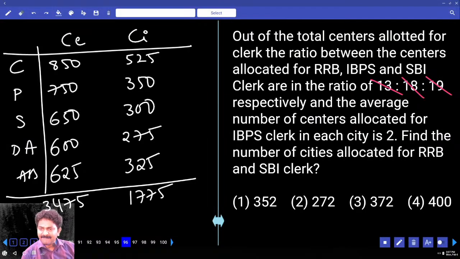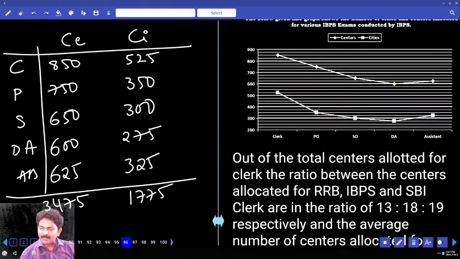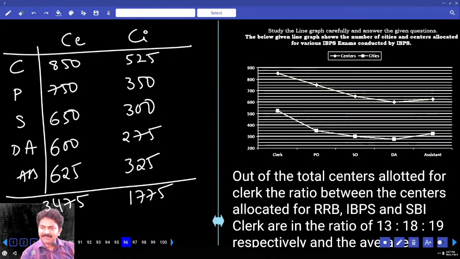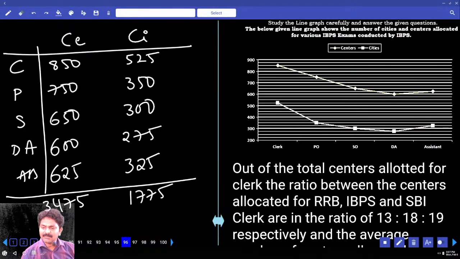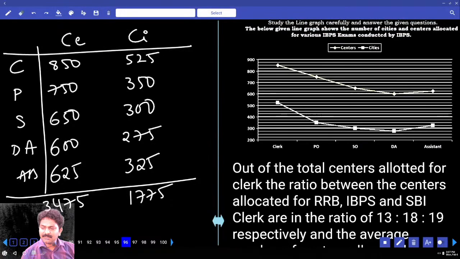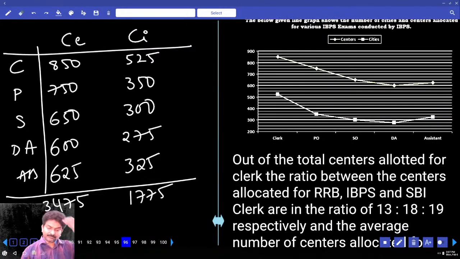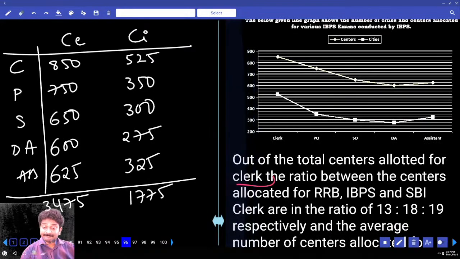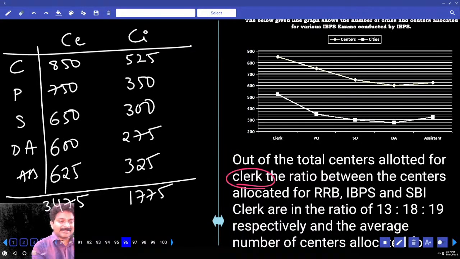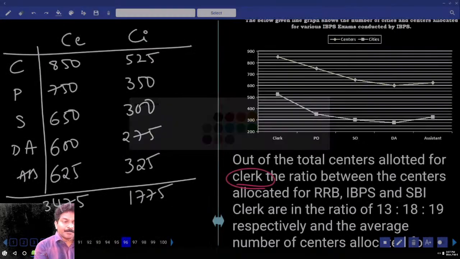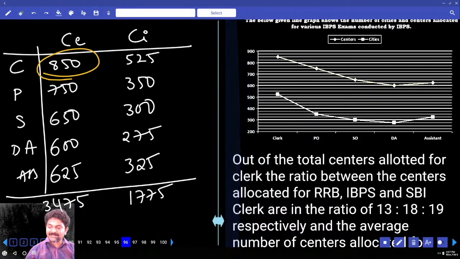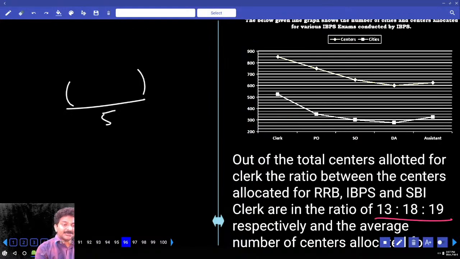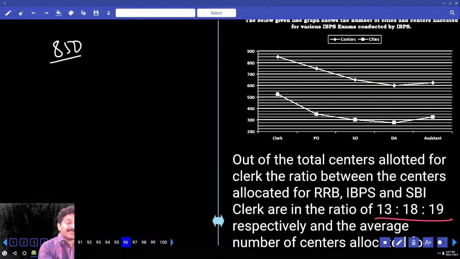Out of total centers, number of cities allocated for various IBPS exams. Oh, they are talking about only clerk. They are talking about only clerk. Right, mistaken. So total centers for clerk, how many do we have? 850. 850 is now divided into 50 parts. So each part is equal to 17. One part value is equal to 17.